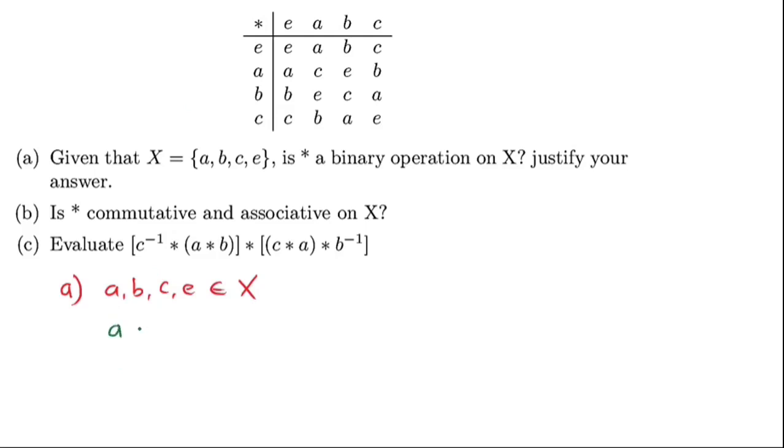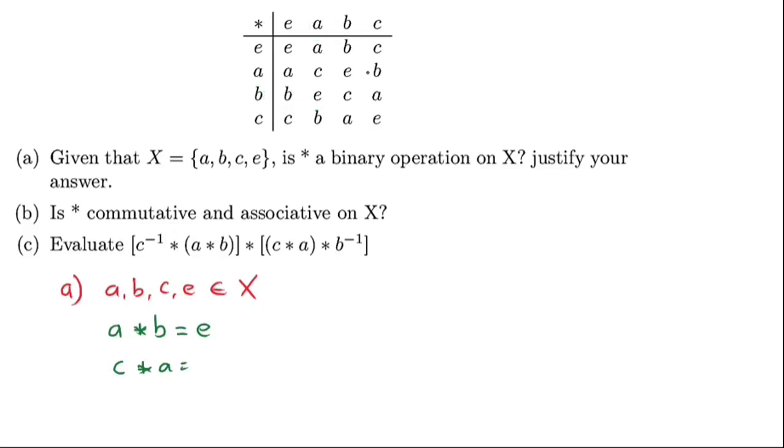let's start with a star b. What does this give us? If you look at the table that we have, locate a in the rows, and then locate b in the columns. Then we can clearly see that the value we get here is e. So this gives us e. Then let's choose another pair, for example, c star a.